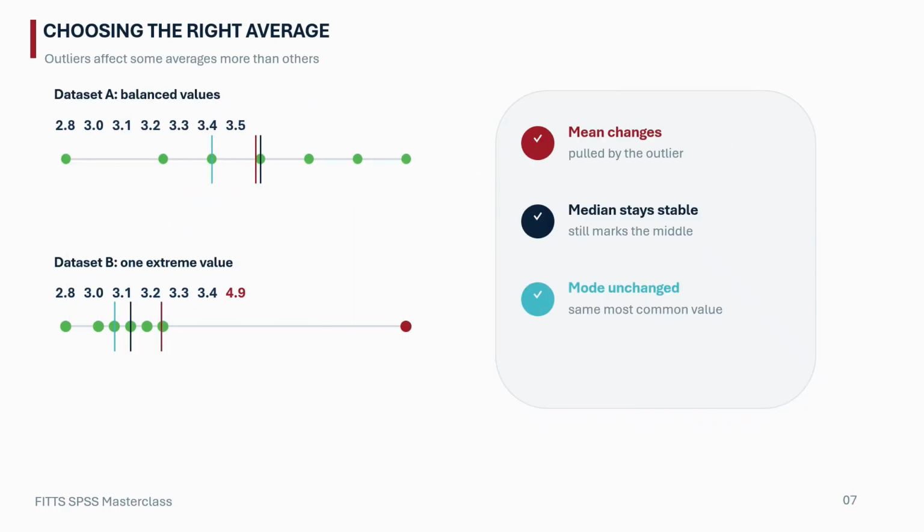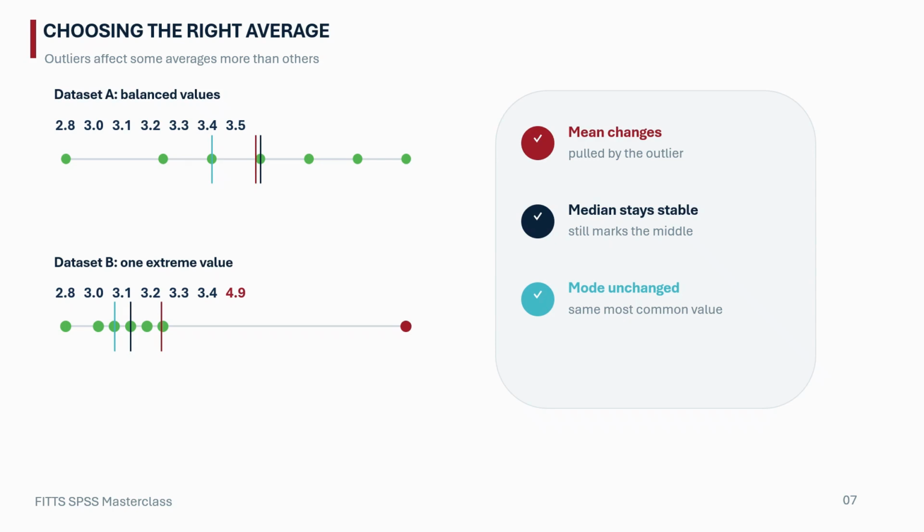To understand why researchers don't always report the mean, let's compare 2 simple datasets, A and B. In the first example, the values are evenly distributed, and since there are no extreme observations, the mean provides a reliable summary of the center.